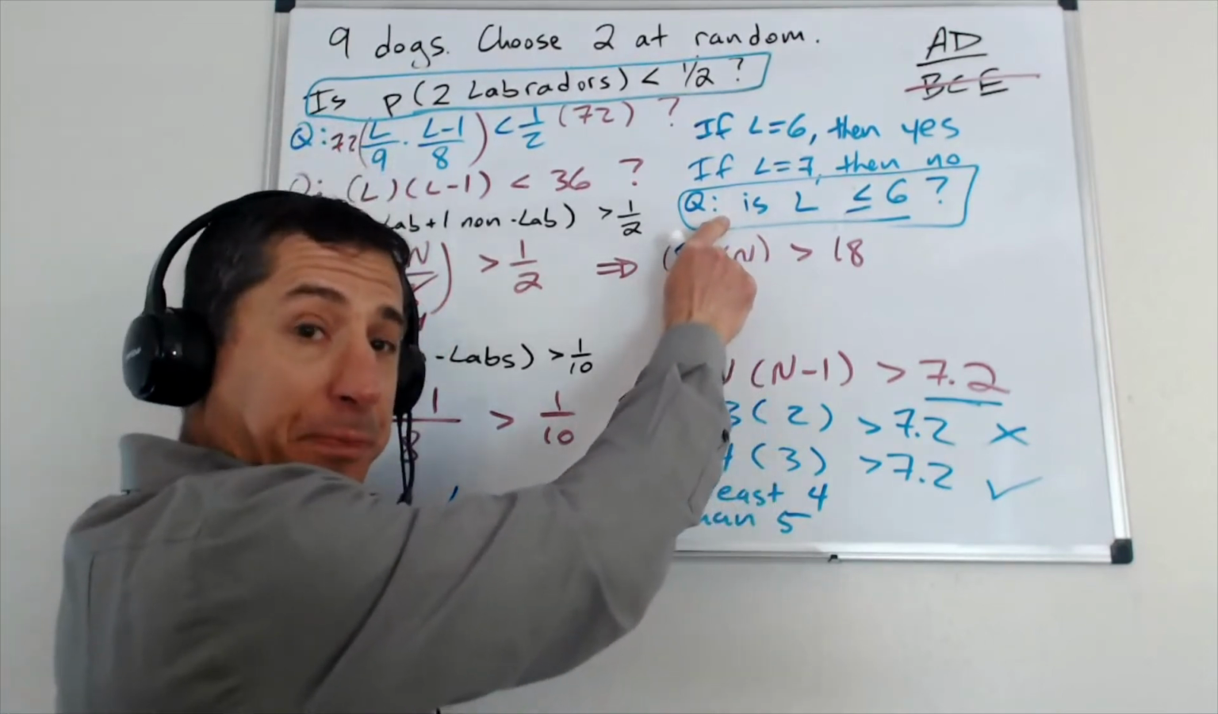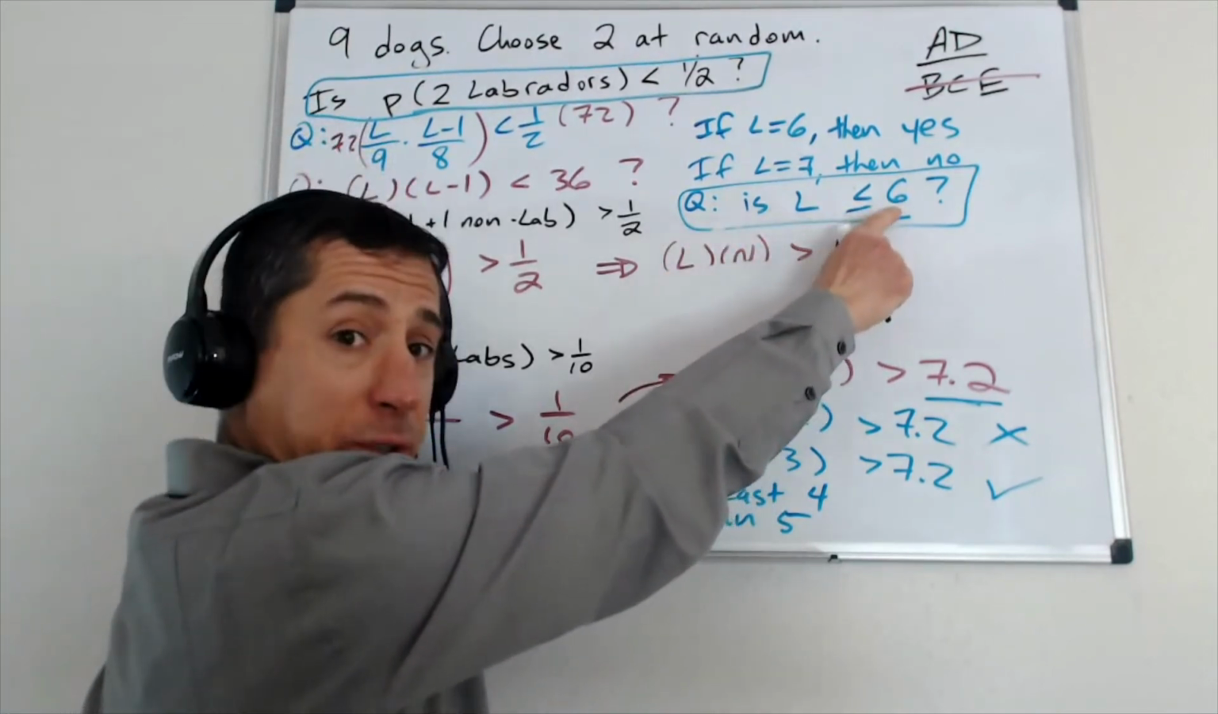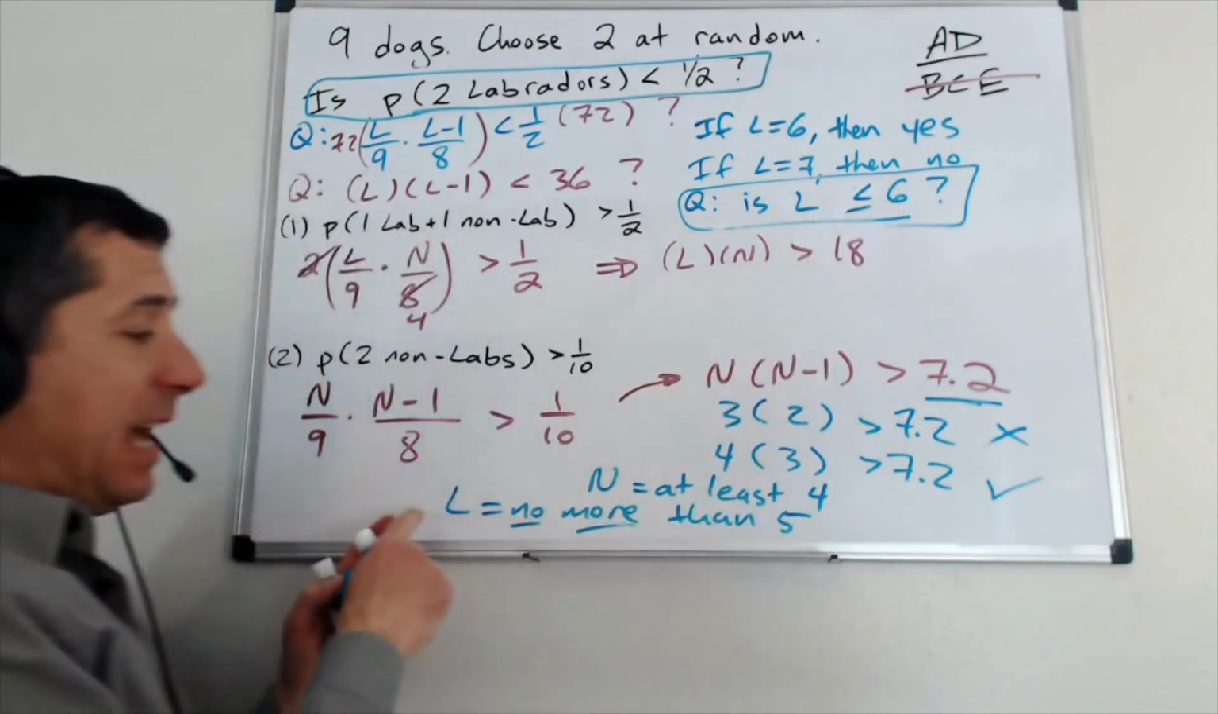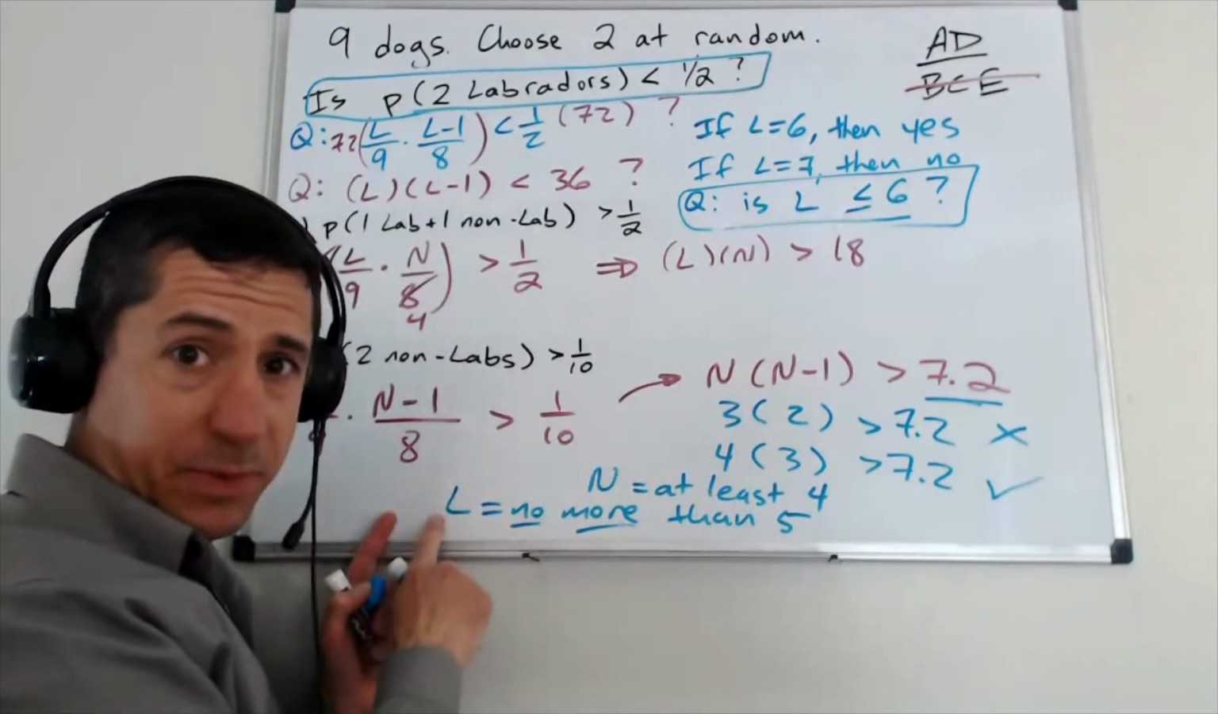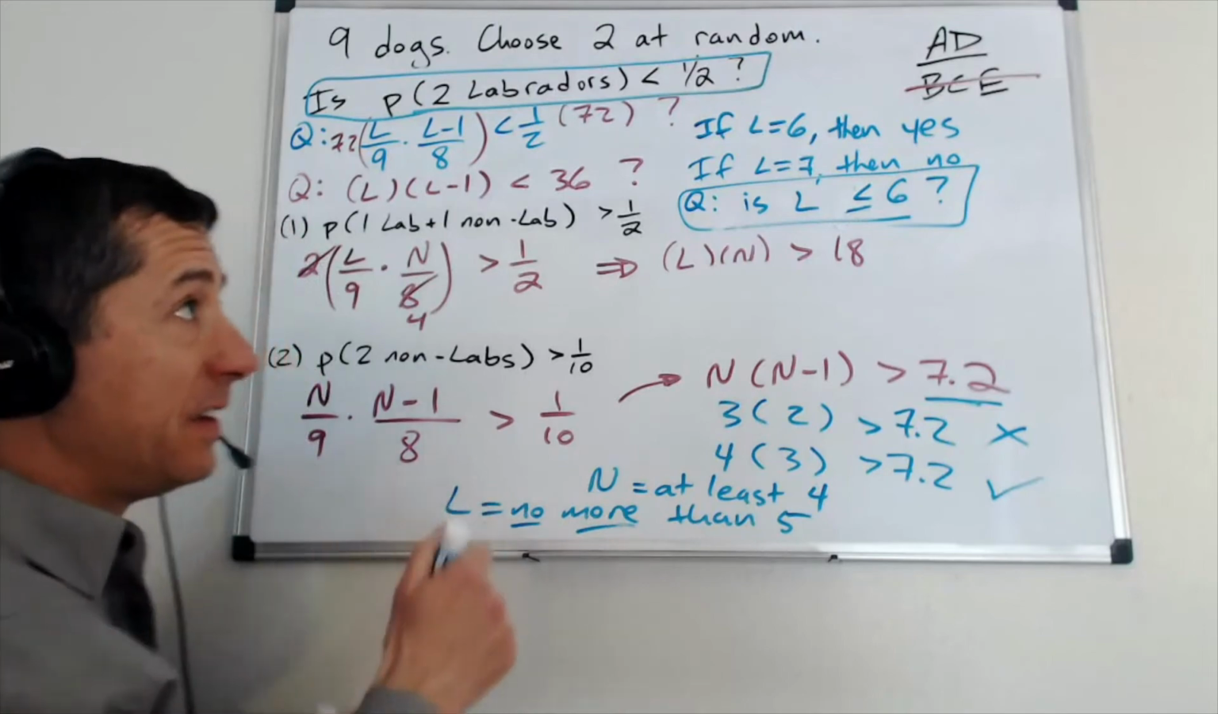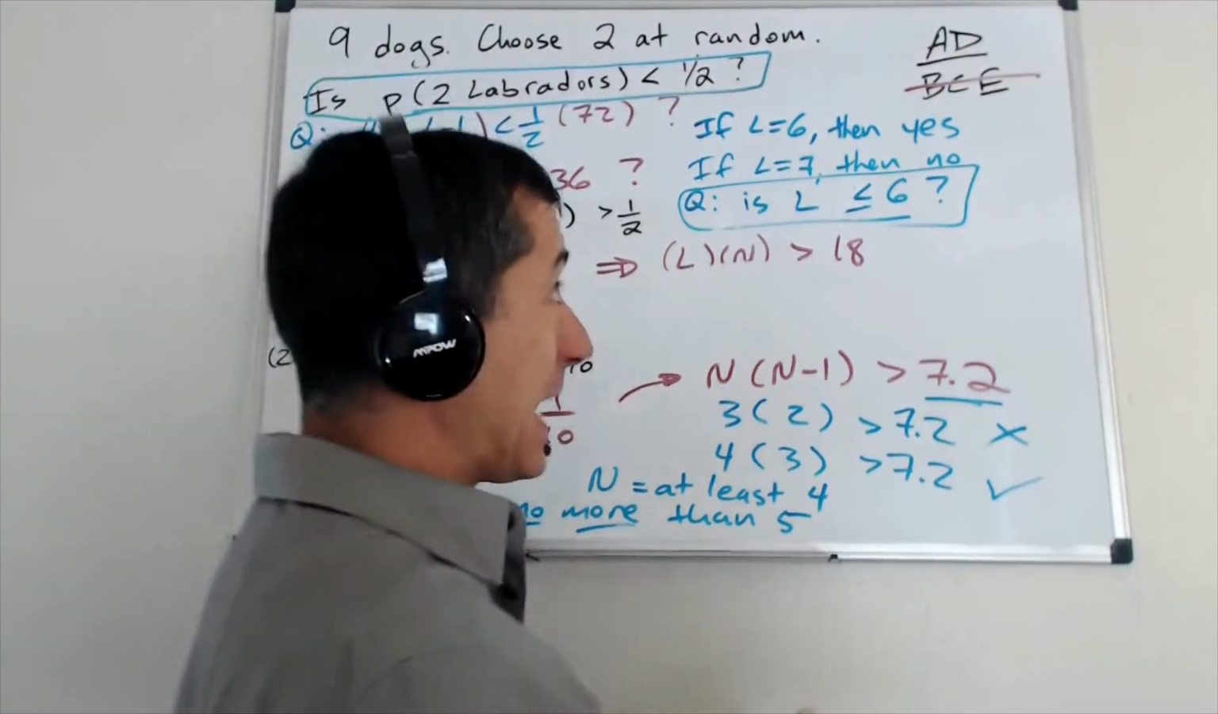I want to know, is the number of labs equal to or less than 6? And statement 2 is telling me the most I could possibly have is 5. So that's sufficient as well. And our answer is D.